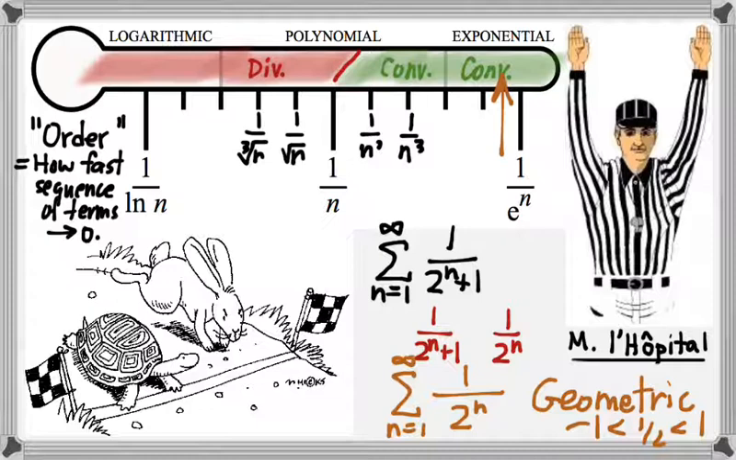1 over 2 to the n is bigger than 1 over 2 to the n plus 1. How come? Because the bottom is bigger. Remember, in a fraction, the denominator is bizarro world. If I make the denominator of a fraction bigger, I have made the fraction smaller. So because the denominator on the left side, 2 to the n plus 1, is bigger than the denominator on the right side, that makes the fraction on the left smaller than the fraction on the right.